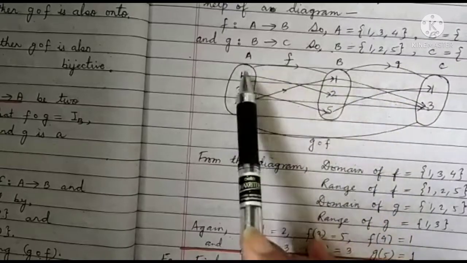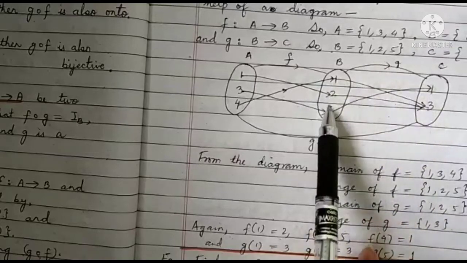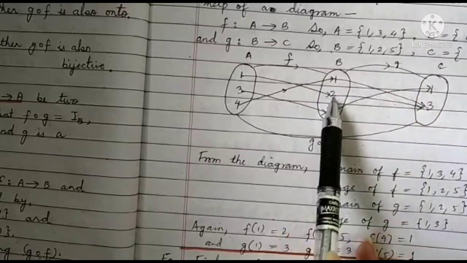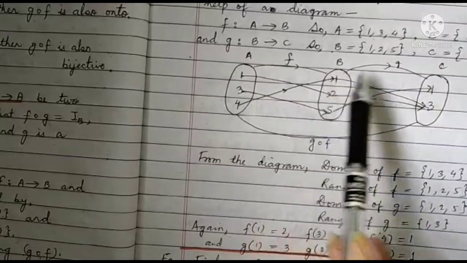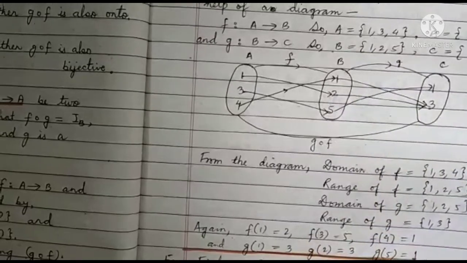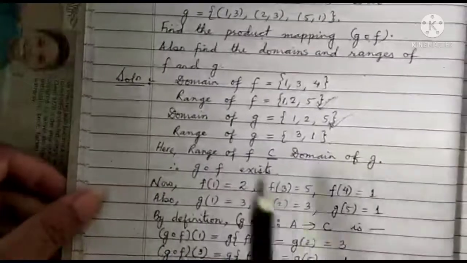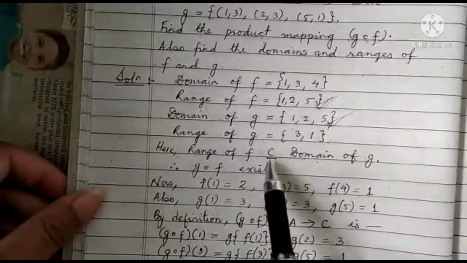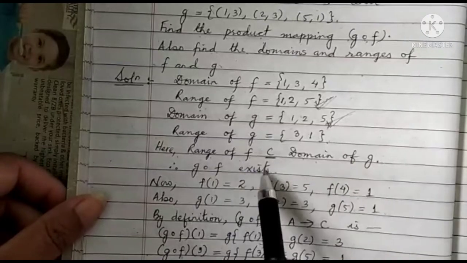Correct? So if range of F is a subset of the domain of G, it means F and G are composable. Correct? So that is why we will say that when range of F is a subset of the domain of G, then composition mapping exists. Correct? So since range of F is a subset of the domain of G, therefore F composite G exists.